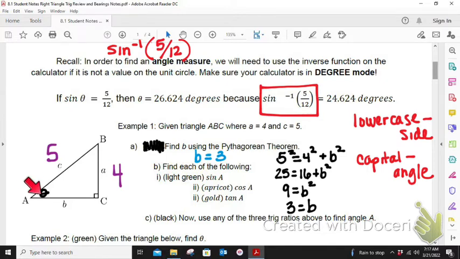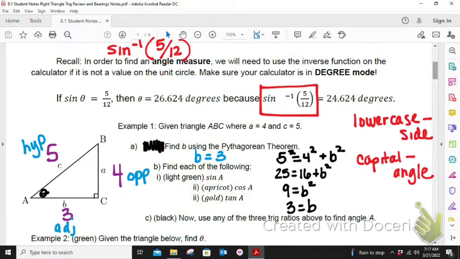So let's go ahead and label our three sides. So what would the 5 be? Is that the opposite, adjacent, or hypotenuse? So let's write that on our triangle. And then what would the 4 be? So if this is theta, it's opposite. And then we just figured out that little b was 3. So let's put that on our triangle. And that would be the adjacent.